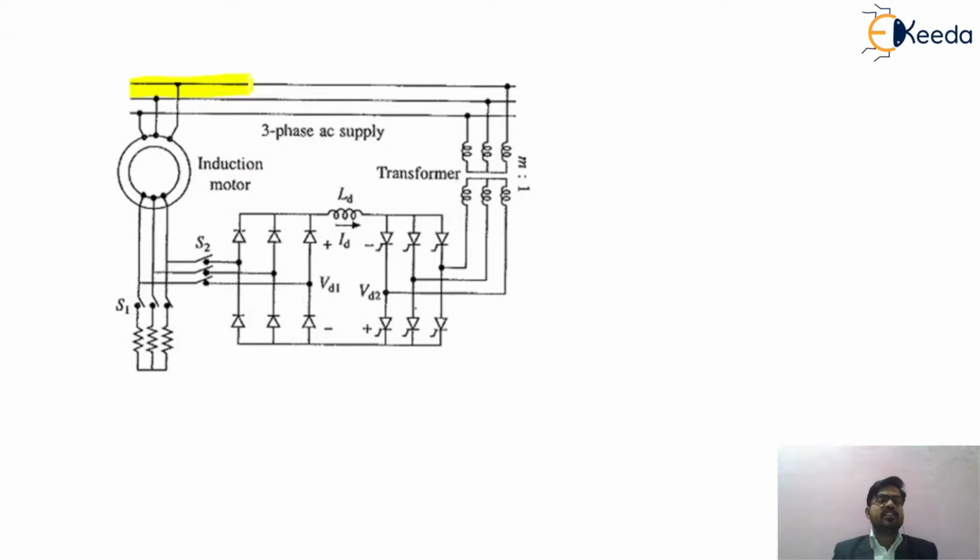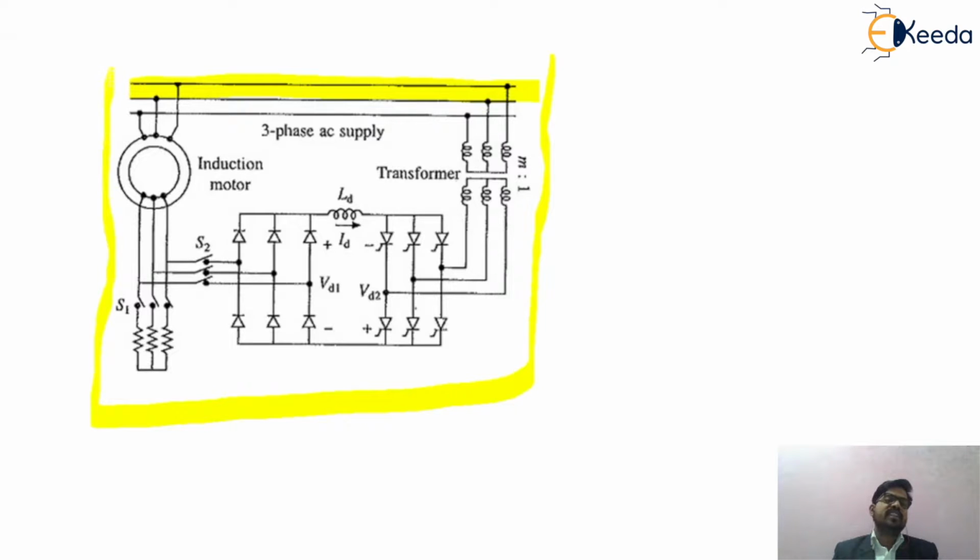So friends, first of all, this will be the actual circuit diagram of your static Scherbius drive. Friends, basically this will be the modified version of your rotor resistance speed control technique, because as we've seen, in the rotor resistance speed control technique we are using the rotor resistance in the circuit, and most of the power will be wasted.